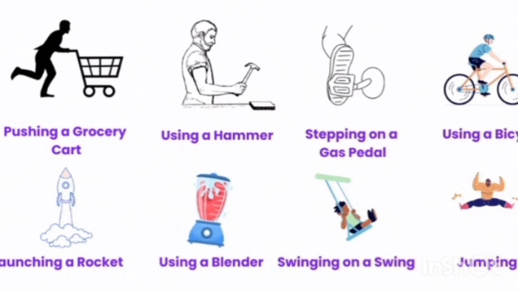The next example is stepping on a gas pedal. Stepping on a gas pedal is another example of Newton's second law of motion, followed by swinging on a swing. That is, swinging on a side swing is another example of Newton's second law of motion. The next is using a bicycle, which is another example of Newton's second law of motion. Then jumping up is another example of Newton's second law of motion.